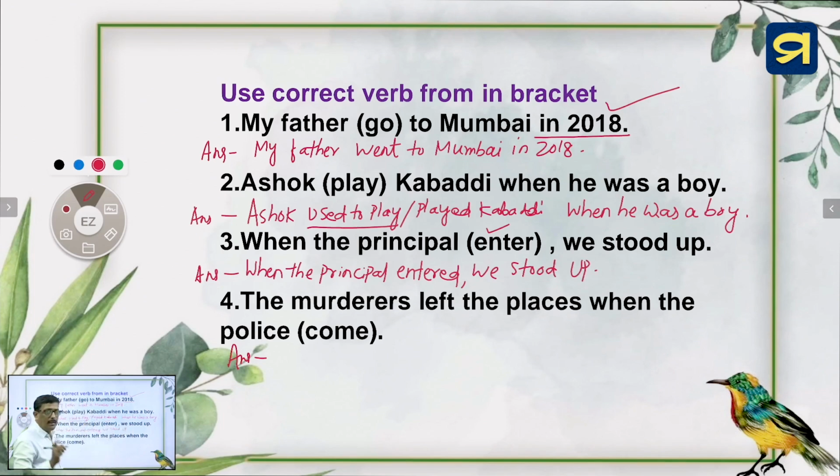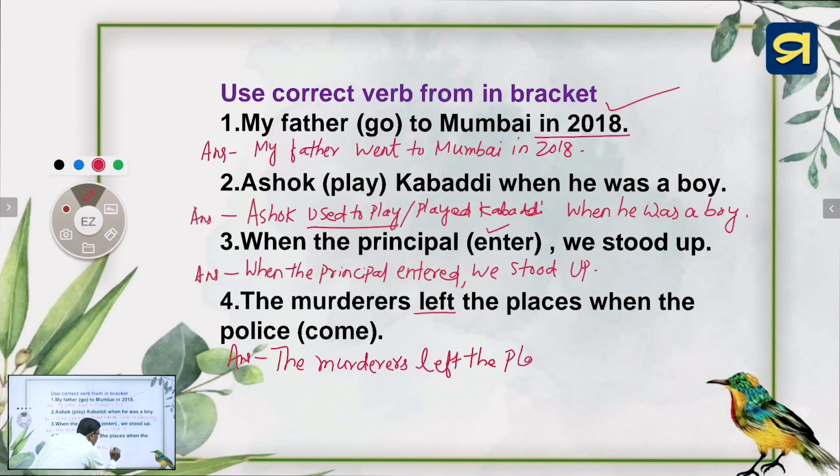The last one. The murderers left the place when the police come. Which tense is used? Very good, simple past, because both the actions took place at the same time. So, what will be the answer? The murderers left the place, not places, when the police, what is the second form of come? Came.